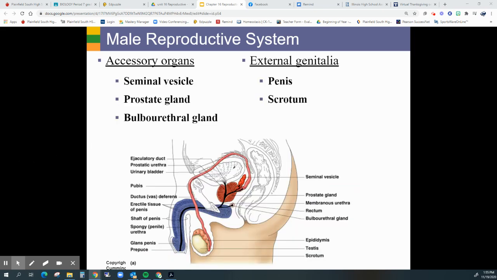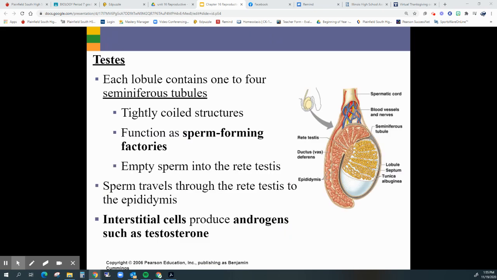There are several accessory organs that go along with the male reproductive system. Most of these accessory organs are what are responsible for the bulk of what makes up semen. So we have the seminal vesicle, the prostate gland itself, and another gland called the bulbourethral gland. And then there is the external genitalia for the male, which is simply just the penis as well as the scrotum, which houses the testes.